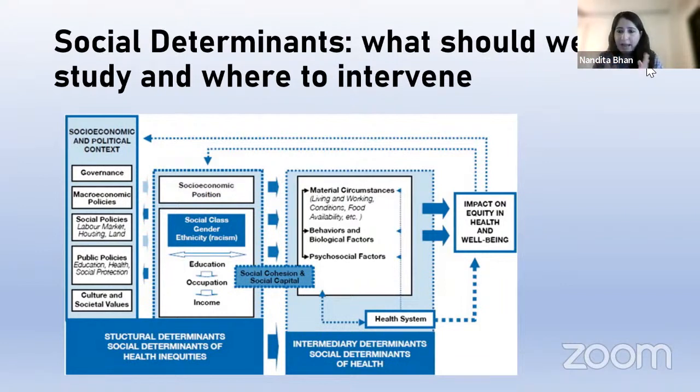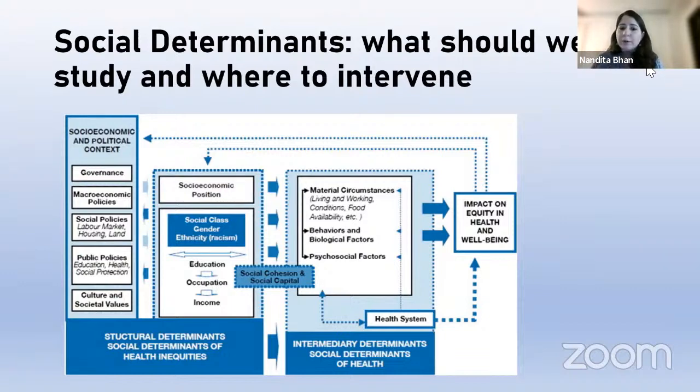Then within that, I think this framework talks about socioeconomic position. So the idea that your class, your ethnicity, your gender, your education impacts how you respond sometimes to social determinants. So having an intervention that is about awareness, the populations who are more educated might take up those interventions quicker or might adapt quicker as compared to perhaps people who have less education.